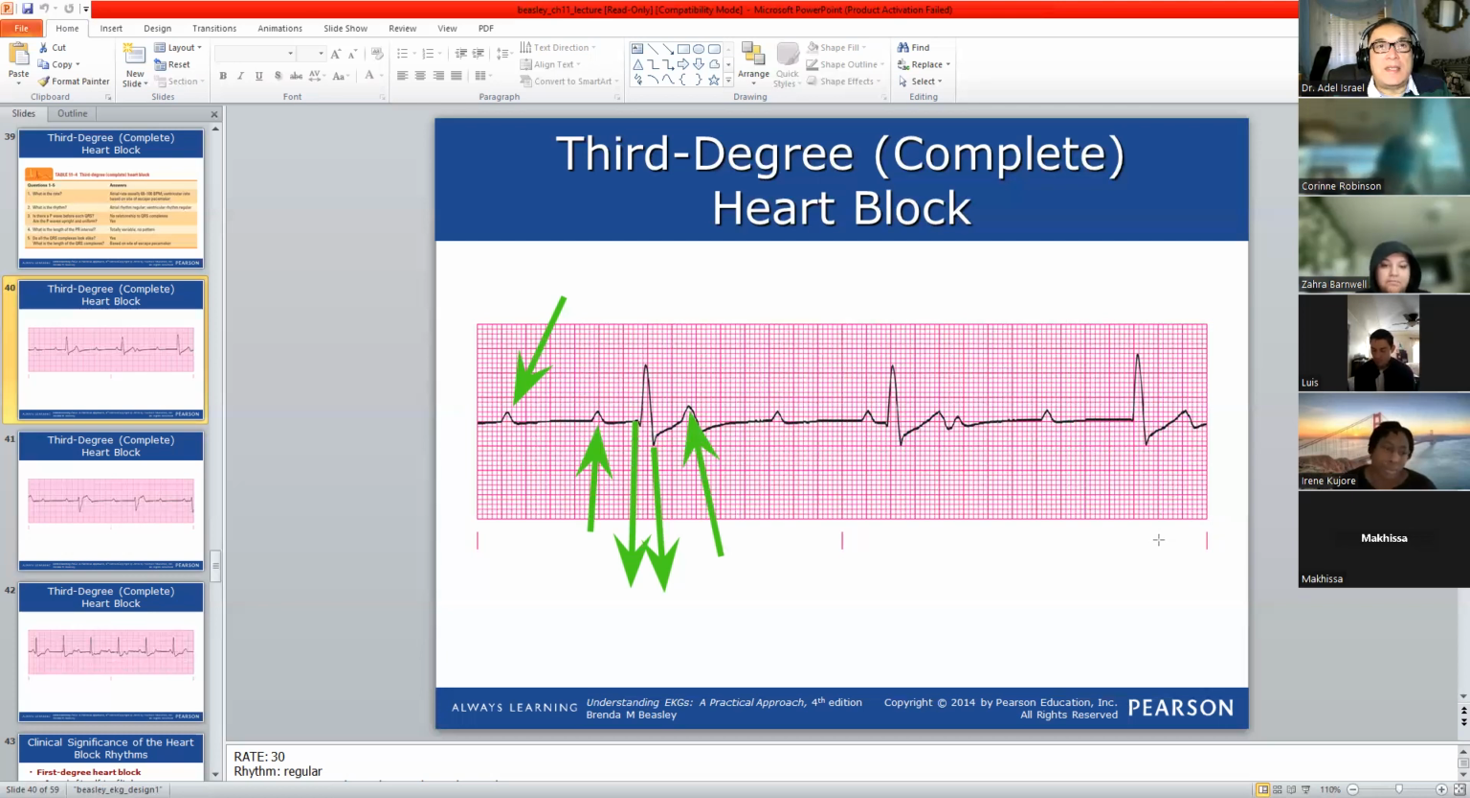Look at the QRS. The QRS here is wide all the time, right?